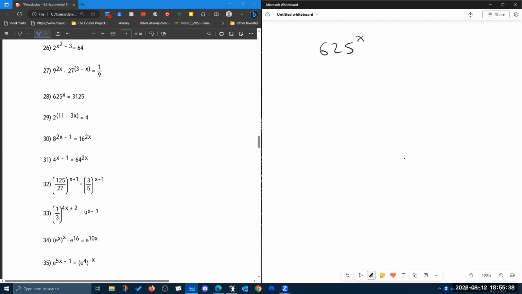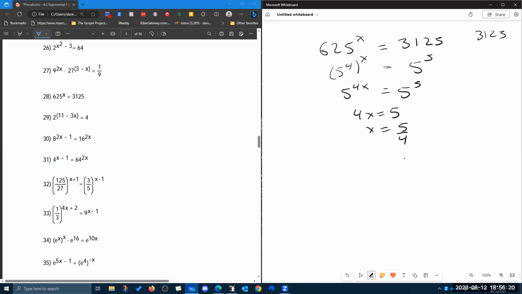625 raised to the x is equal to 3125. I can't see anything with 3125 off the top of my head, so I'm going to factor. I know that this is 5 to the 4th, so I'm going to assume that this is 5 to some power. Oh, that's going to be 5 to the 5th. I see that now, just because it's 5 times more than this. So this is 5 to the 4x is equal to 5 to the 5th. 4x is equal to 5, and x is equal to 5 over 4.